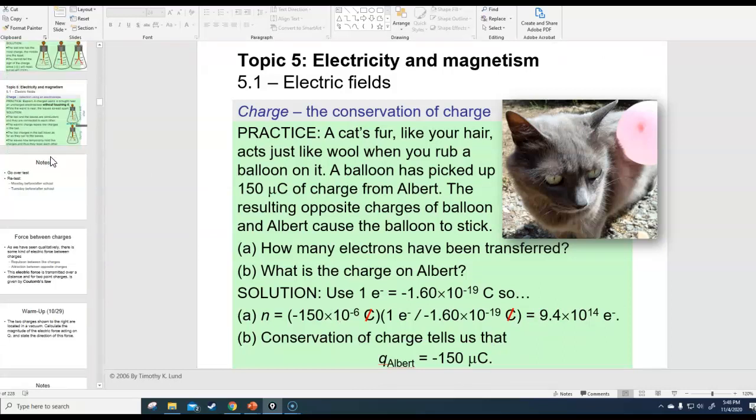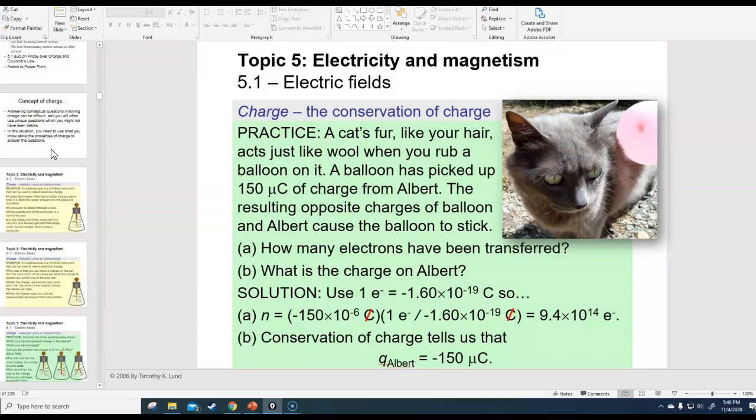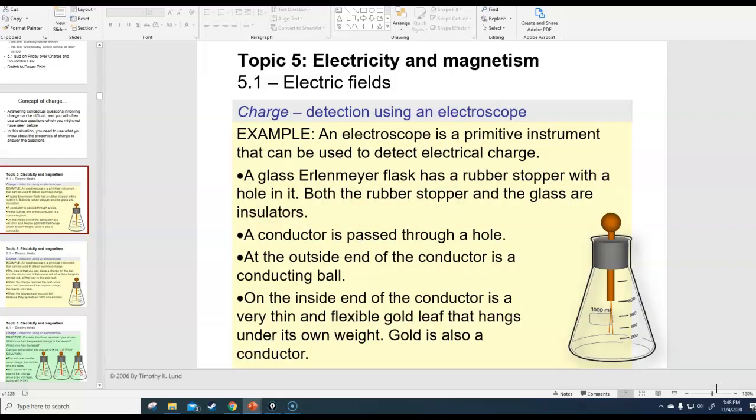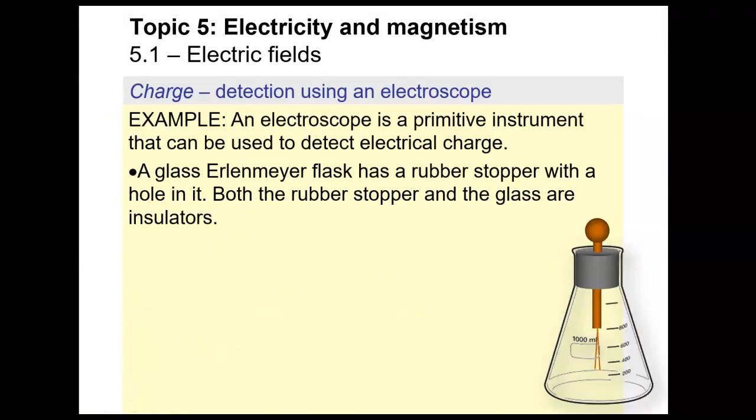The last thing I want to mention in this video is an object called an electroscope. This is something you don't often see, but it sometimes shows up on IB problems, so I thought I would show you at least what it looks like. An electroscope is a device that looks like this. I have a version in my classroom, which I wish I could show you. The purpose of an electroscope is to detect electrical charge, and it's a very primitive instrument that was used hundreds of years ago.